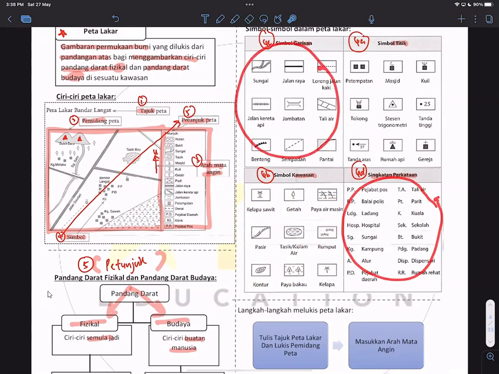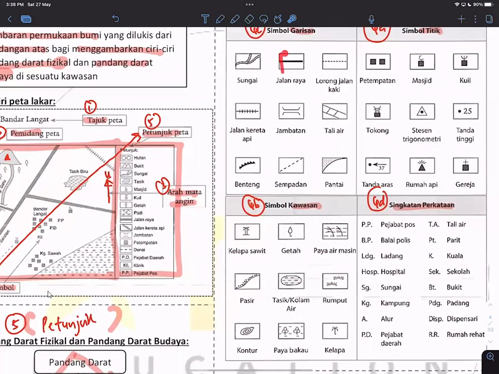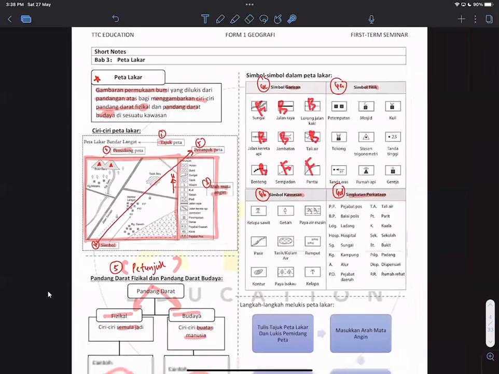So everything here can be budaya, can be physical. So which one is budaya? Budaya: jalan raya, lorong jalan kaki, jalan kereta api, jambatan, tali air, painting. So these are all budaya. Sempadan is not a real line we draw on the land. It's just an invisible line to differentiate two countries or two different states. So this is physical, pantai is physical, sungai is physical. Can you differentiate that, guys? Yeah, so this is your part 3.